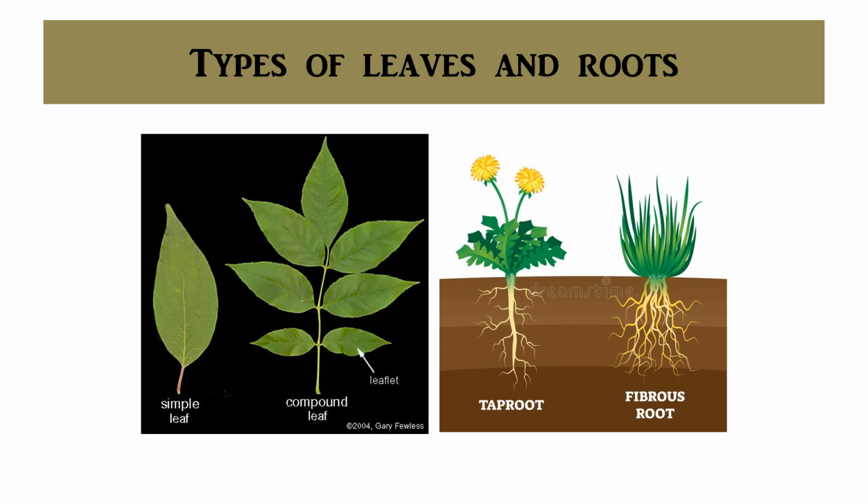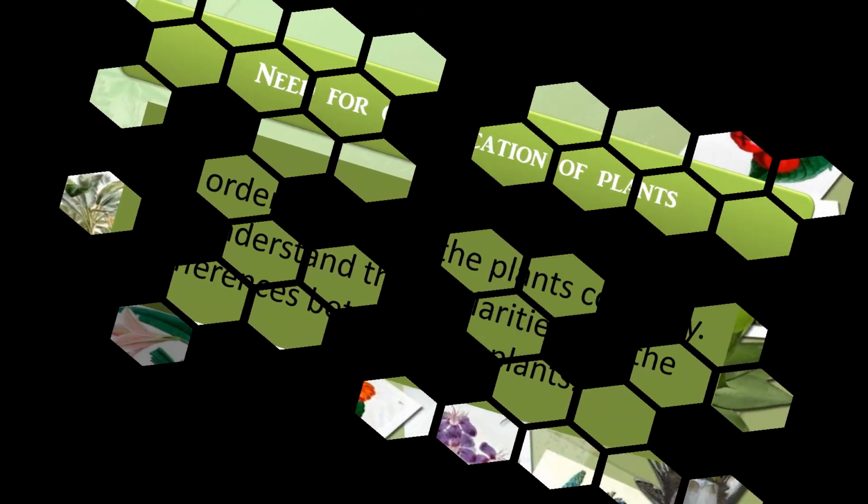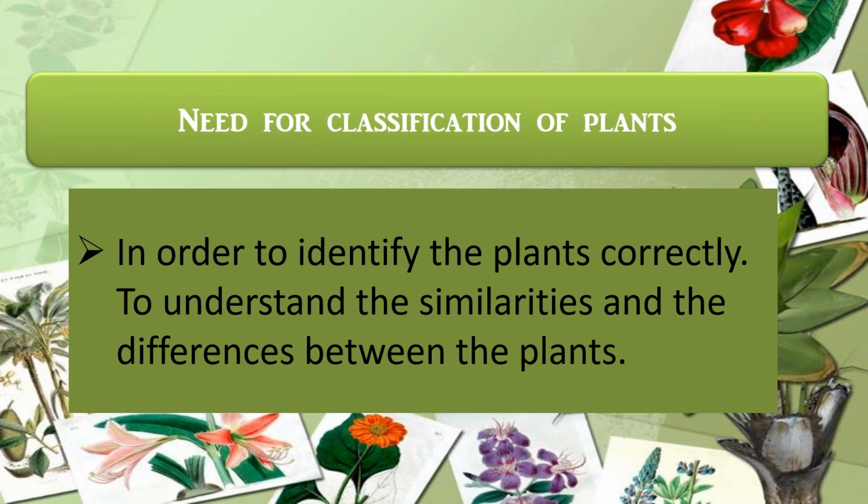Taproots. The main root with other minor side roots which grow deep into the soil is called taproot, while the fine, thin hair-like structures that spread sideways in all directions are called fibrous roots. What is the need for classification of plants? In order to identify plants correctly, and to understand the similarities and differences between the plants.